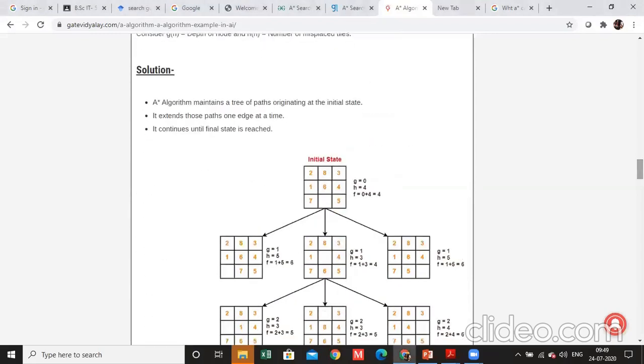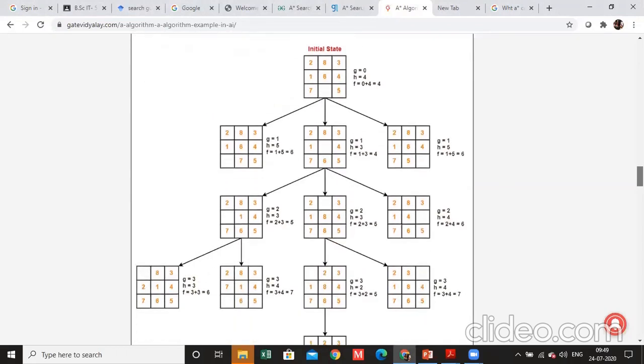Now we start the solution. So starting with the initial state. The A star algorithm maintains a tree of paths originating at the initial state. It expands those paths one edge at a time, and it continues until the final state is reached. So one by one you have to calculate f of n and g of n. Okay, starting with the initial state. All of this tree is visible.